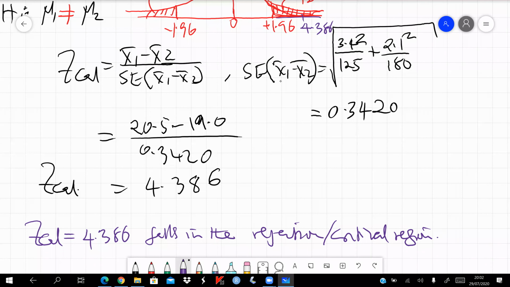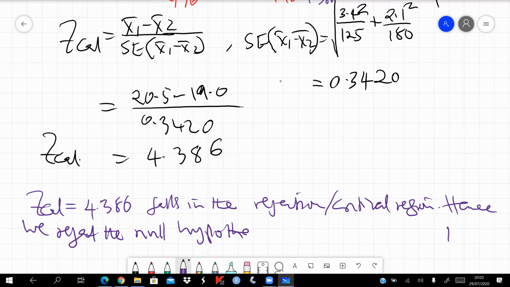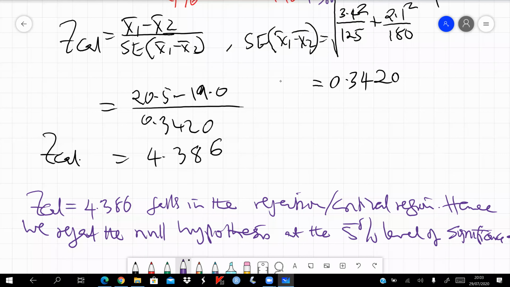So what do we do? Hence, we reject the null hypothesis at the 5% level of significance.